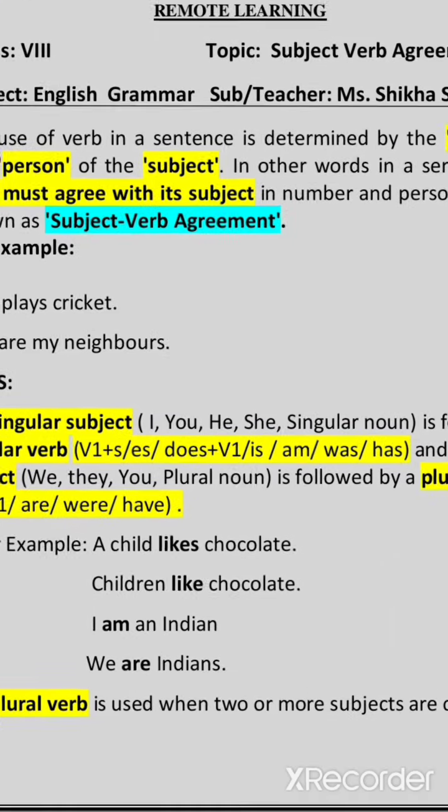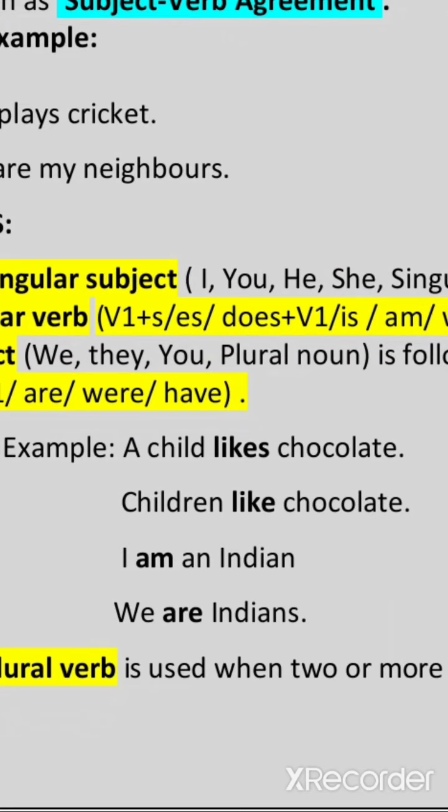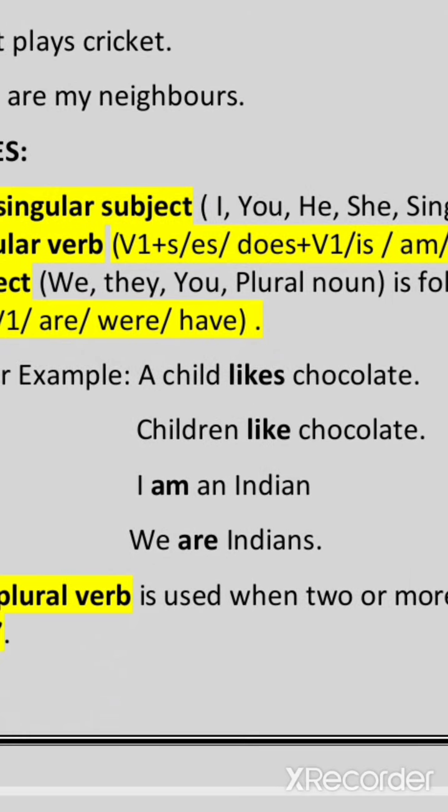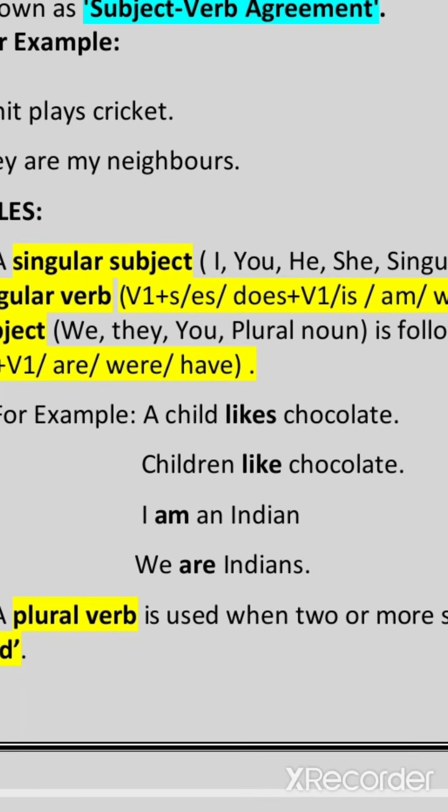Now, for example, a child likes chocolate. See, in the first sentence, a child means one child. Subject is singular. We are using a singular verb, likes. Children like chocolate. Now here subject is plural, so we have used the plural verb like, right? And the next sentence is, I am an Indian. Now here I is the first person pronoun, so according to I, am is used, right? We are Indians. Here first person pronoun is there, but it is a plural subject, so are is used.